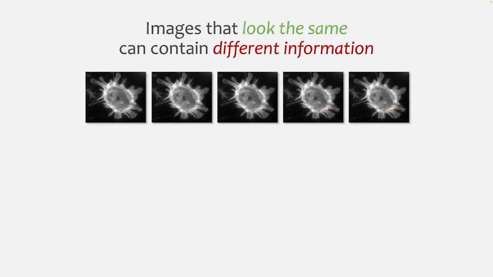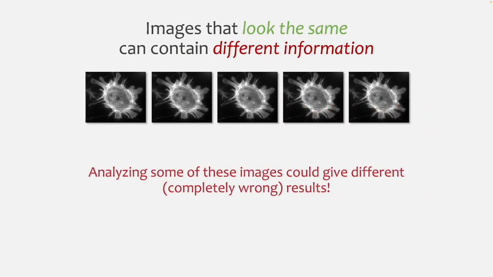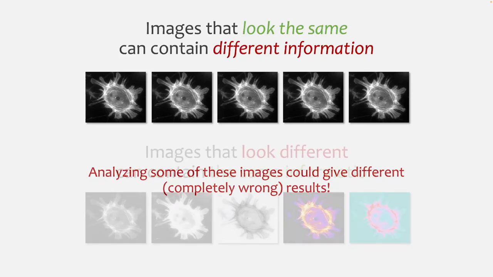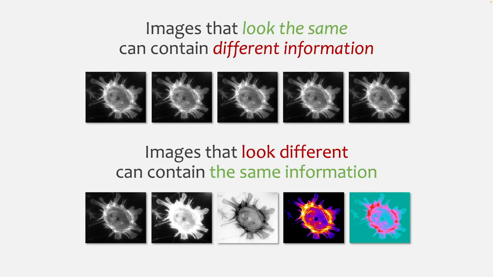And the reason why this is important, but also not very obvious, is that images can look the same but contain different information. And so I've shown five images here, but they should all look completely identical. But if you were to analyze these, perhaps looking at the size of the cell or the intensity, the brightness of the cell, then you get completely different results and often very wrong results. Whereas here at the bottom, I've shown images which look different, so the colors that display them are different, but they actually contain the same information, and so analyzing any of those would give the same results.